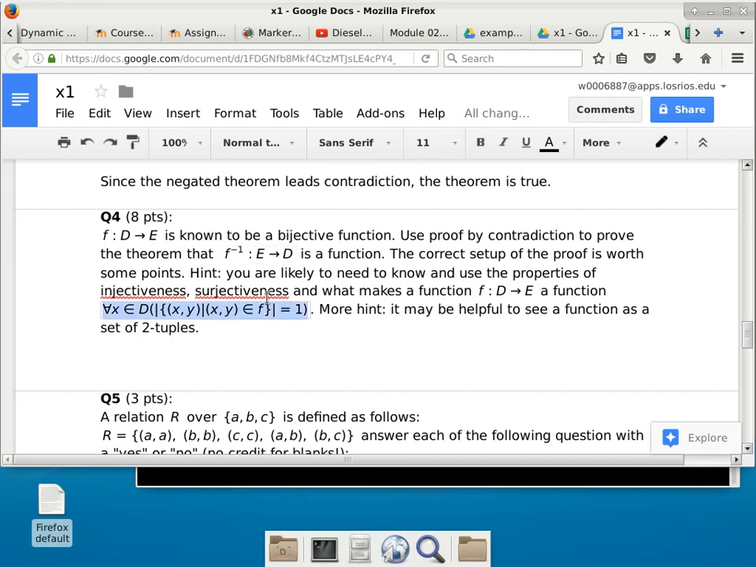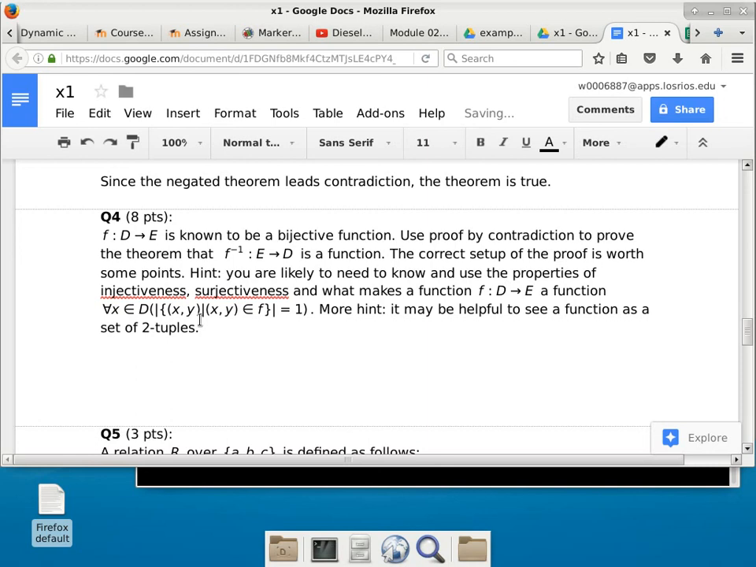Okay, so in case somebody did not bring the notes and whatnot, this is also included here. And then even more hint, it may be helpful to see a function as a set of two tuples. Okay, so the question now is, how do we go about doing this? How do we prove by contradiction something like that? What is the first step of proof by contradiction?